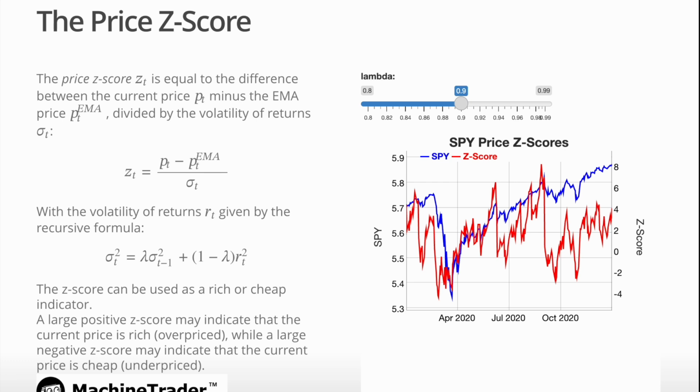Another indicator is the price z-score, and it's defined as the current price, P of T, minus the moving average price, the EMA price, divided by the volatility of returns, sigma. And the volatility of returns can be calculated using an EMA recursive formula, as indicated here. So let's take a look at the price z-score more closely. It uses one lambda parameter for the EMA.